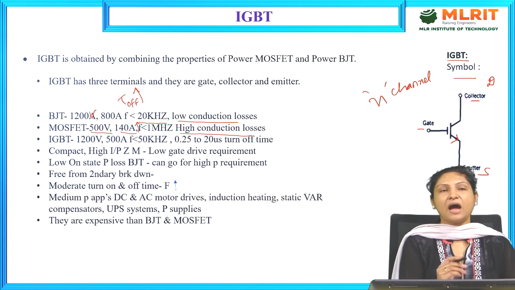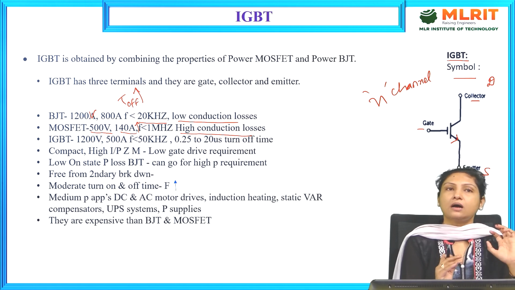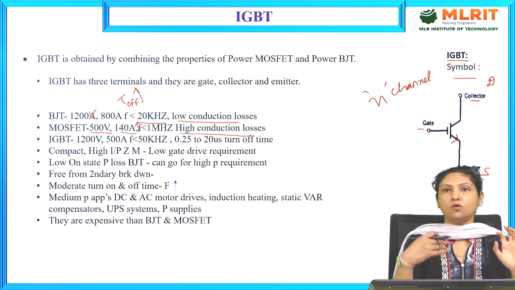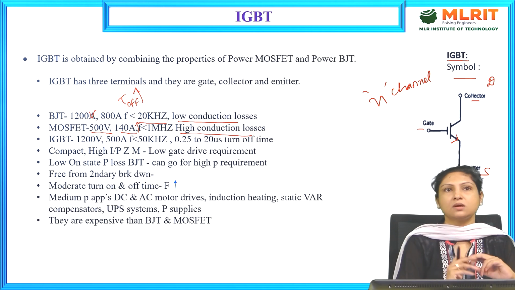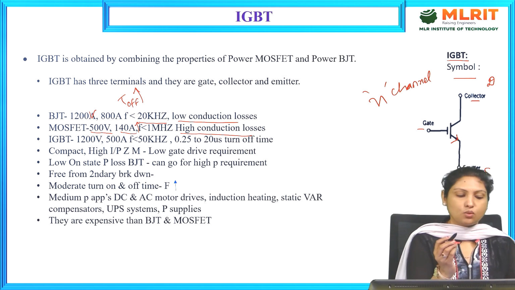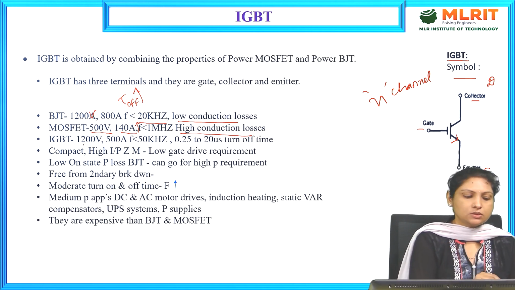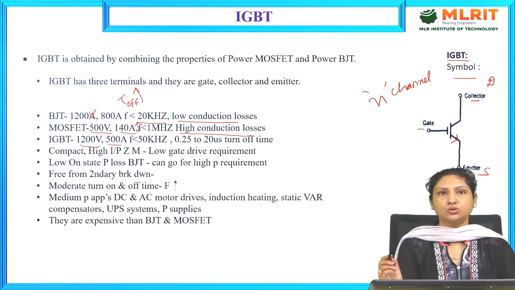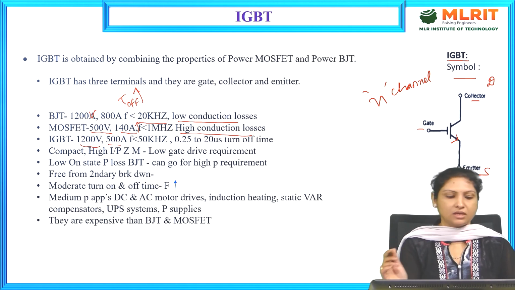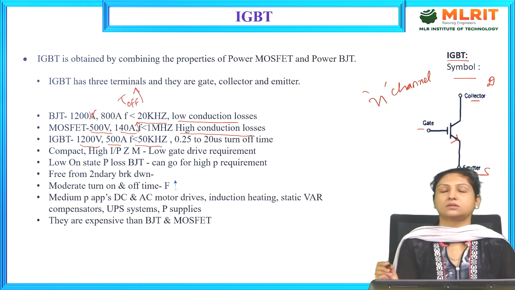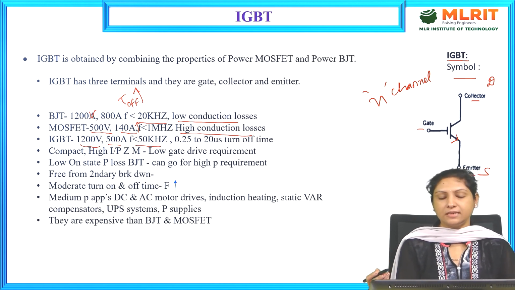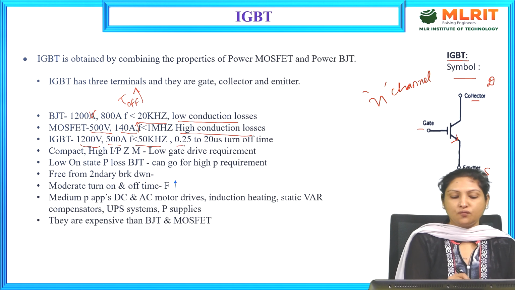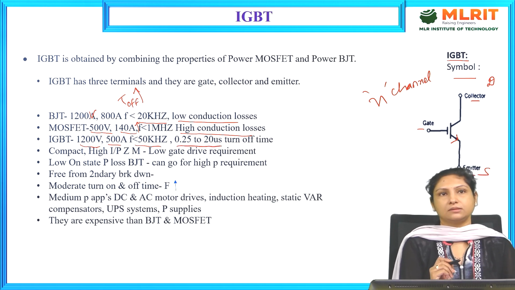So IGBT comprises the advantages of both BJT as well as MOSFET. The voltage rating of IGBT is 1200 volts and 500 amperes. It can be used up to medium frequency applications, that is 50 kilohertz. And the turn-off time of the IGBT is from 0.25 to 20 microseconds.